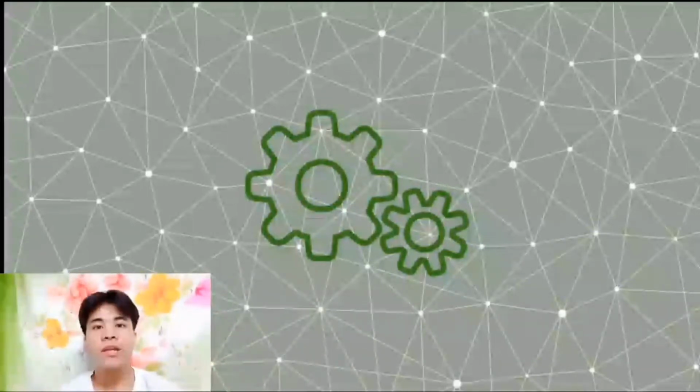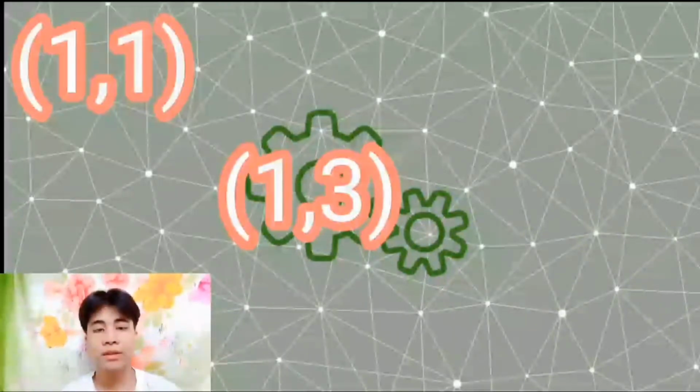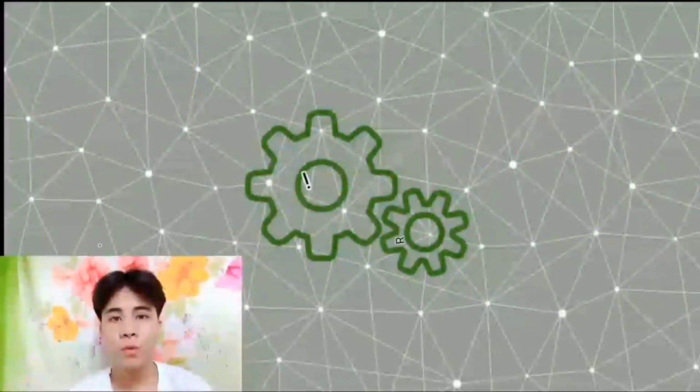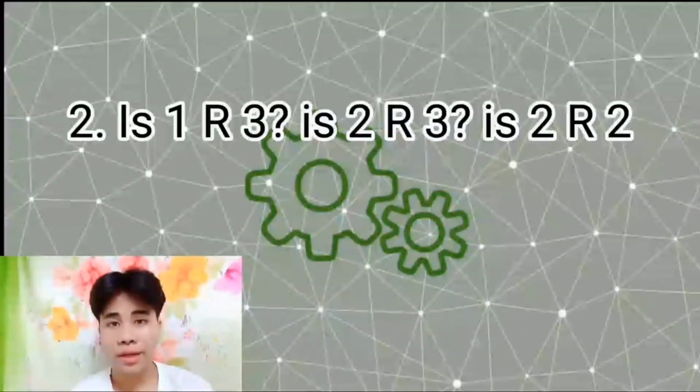So, therefore, ano lang yung mga element na in relation R? So, yung mga element na in relation R is (1, 1), (1, 3), and (2, 2). So, question number 2, is 1 related to 3? Is 2 related to 3? Is 2 related to 2?